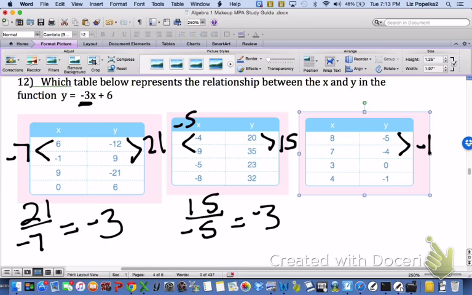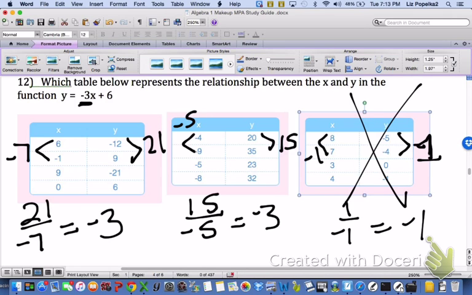So from 5 to negative 4, that is going down. Oh, I'm sorry, that's going up by 1. So that's a positive 1. From 8 to 7, that is going down 1. So positive 1 over a negative 1 is a negative 1. This one definitely does not have the rate of change we're looking for. So let's look at our two options that we have left.